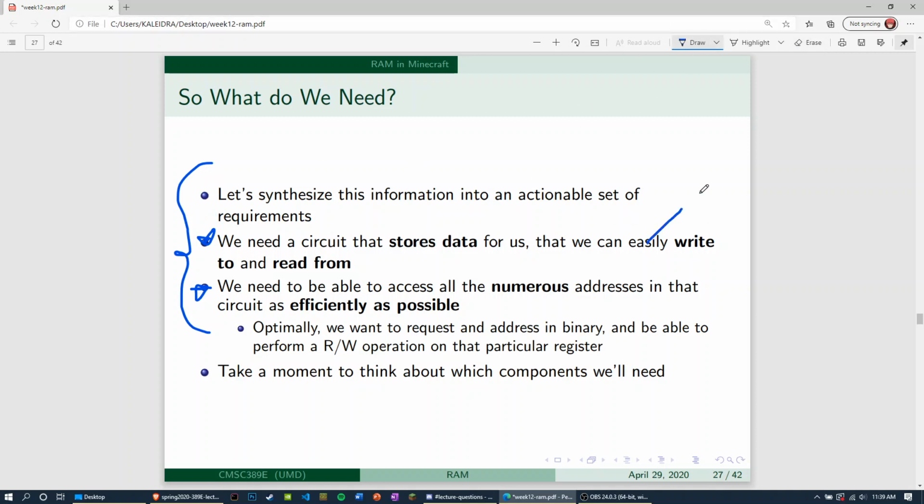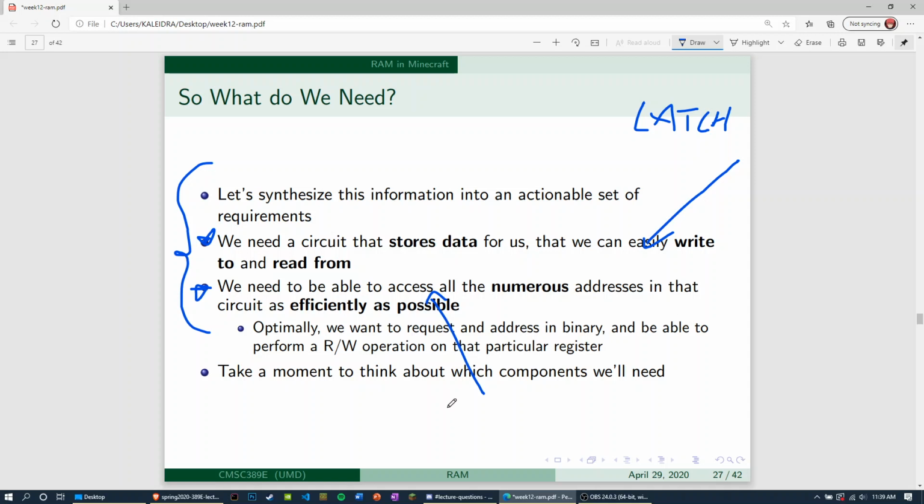So for this one, that should be fairly simple. We talked a little bit about latches, right? And again, for this one, we really are only thinking about the technique to get all these numerous addresses.